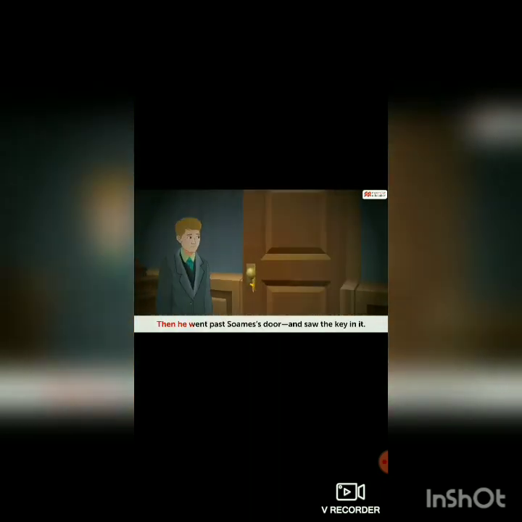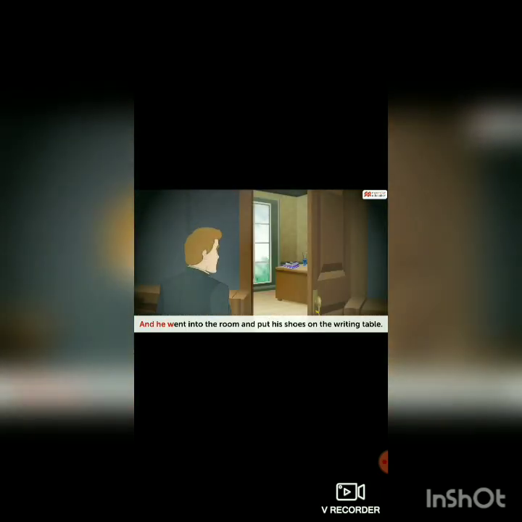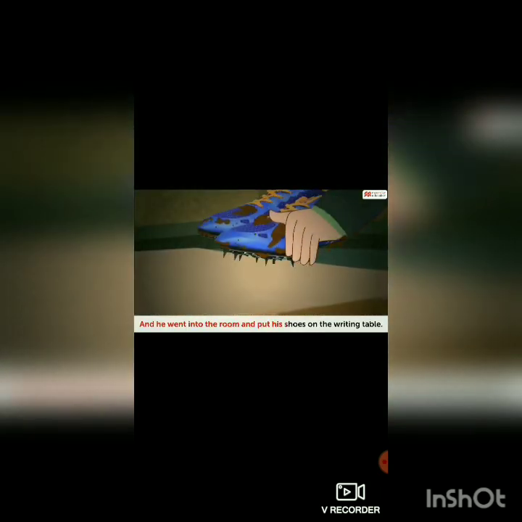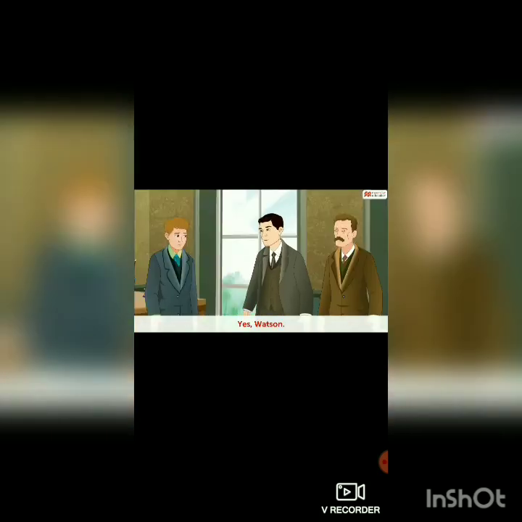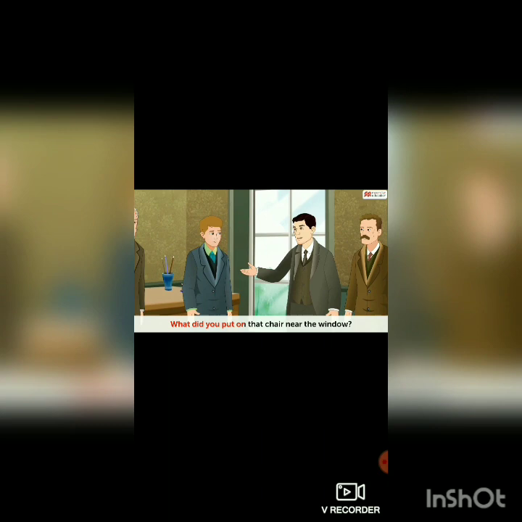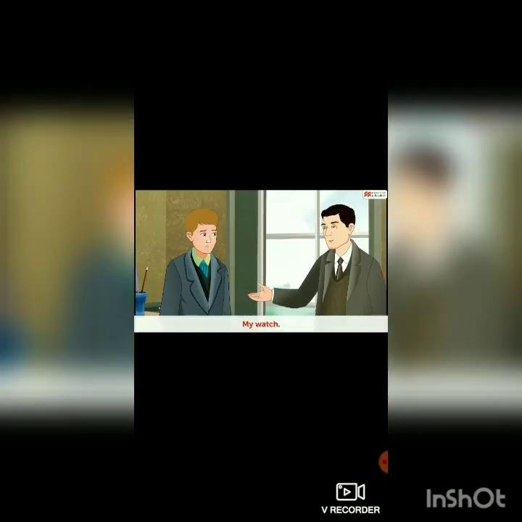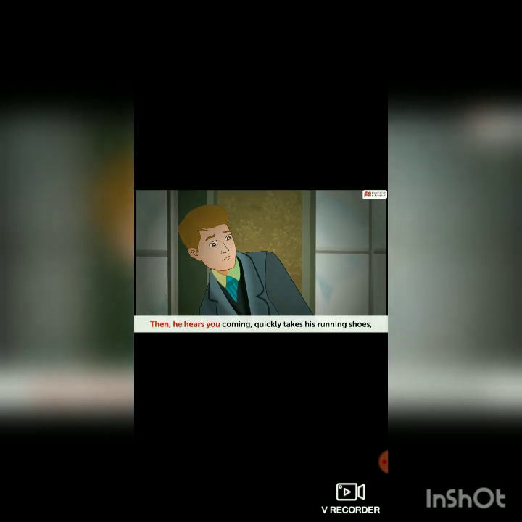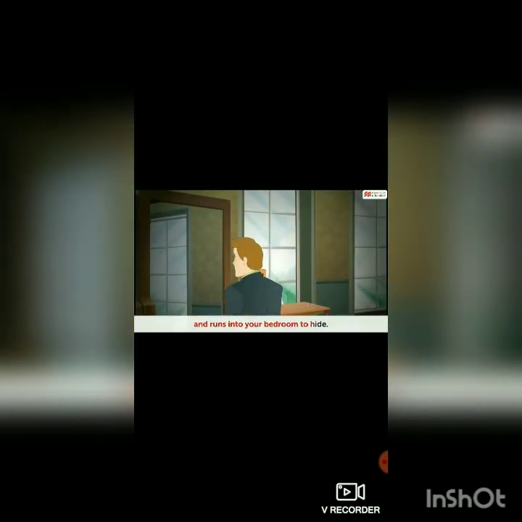Gilchrist saw the exam papers on the writing table. Then he went past Soames's door and saw the key in it. And he went into the room and put his shoes on the writing table. Yes, Watson. What did you put on that chair near the window? My watch. He puts his watch on the chair, then begins to copy one of the papers. Then he hears you coming, quickly takes his running shoes and runs into your bedroom to hide.